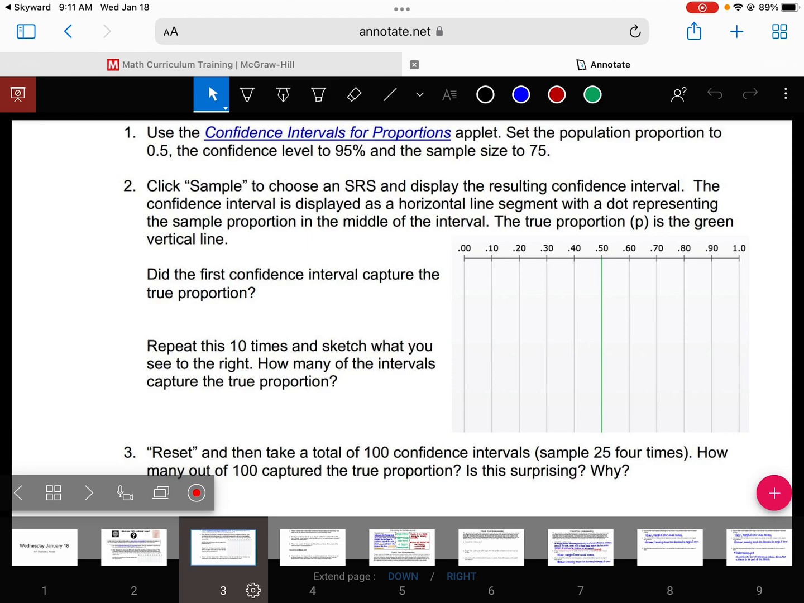When we repeat these trials over and over and over and we calculate a confidence interval for each one of these samples, about 95% of the time, we are capturing the true population proportion, or about 95 out of every 100. Some people a little higher, mine was a little bit lower, but it's hovering right around what we set our confidence level at.